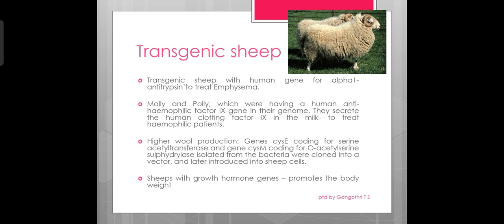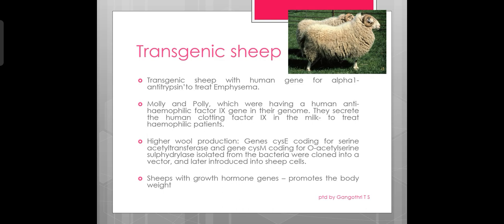Anti-hemophilic factor. Roslin Institute, which created Dolly in 1996, a year later produced two more clone sheep called Molly and Polly, which had a human anti-hemophilic factor gene in their genome. They secrete the human clotting factor 9 in the milk, which can be purified and administered to the hemophilic patients.